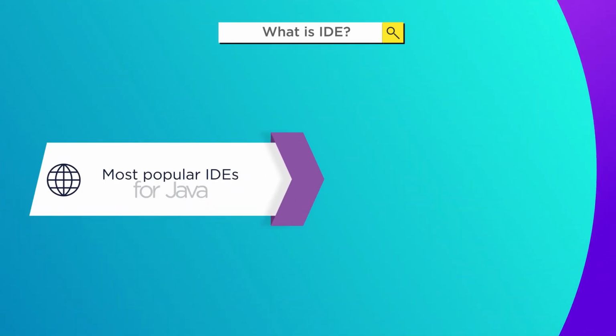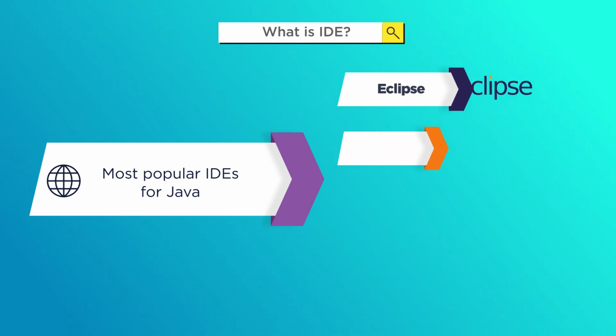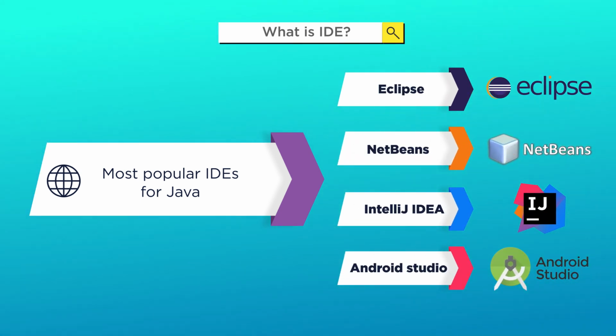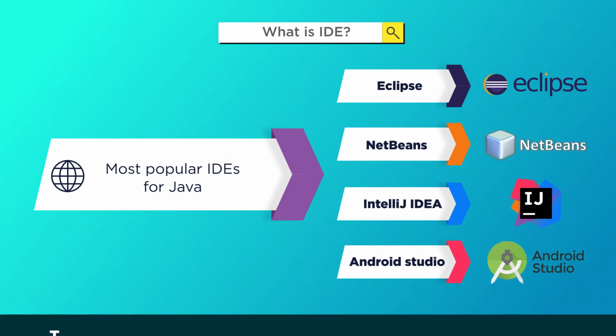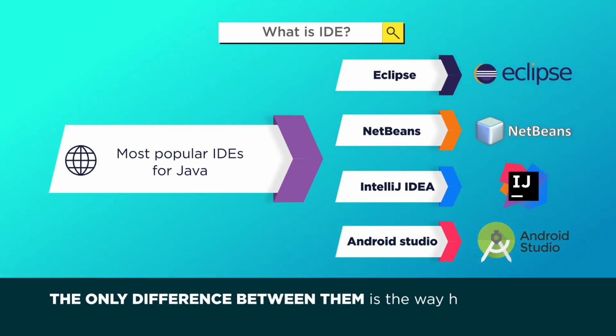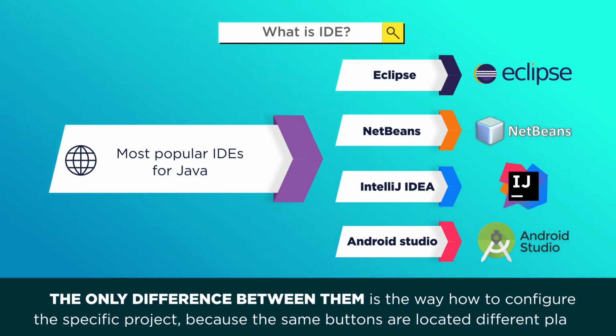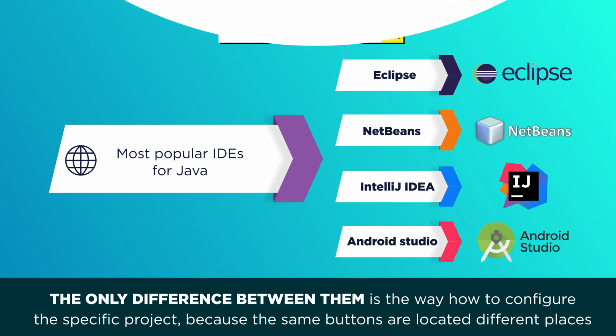The most popular IDEs for Java programmer: Eclipse, NetBeans, IntelliJ IDEA, and Android Studio for Android projects. I have a working experience with each of them, and, to be honest, I can conclude that they are very similar to each other. The only difference between them is the way how to configure the specific project, because the same buttons are located in different places. That is the short answer regarding the major difference between these IDEs.